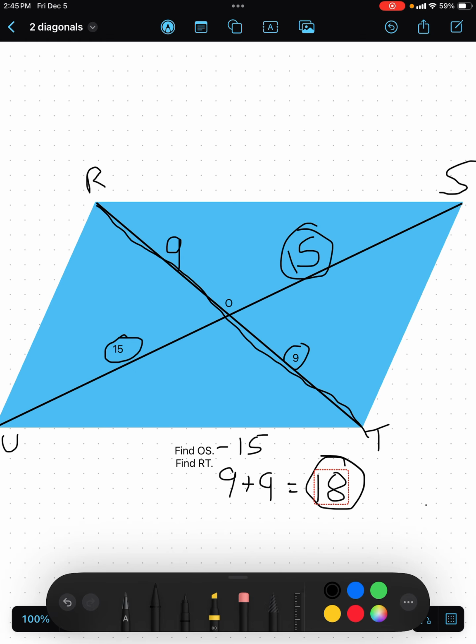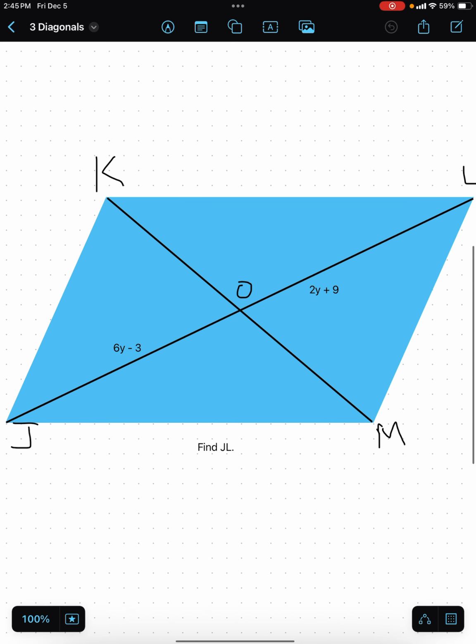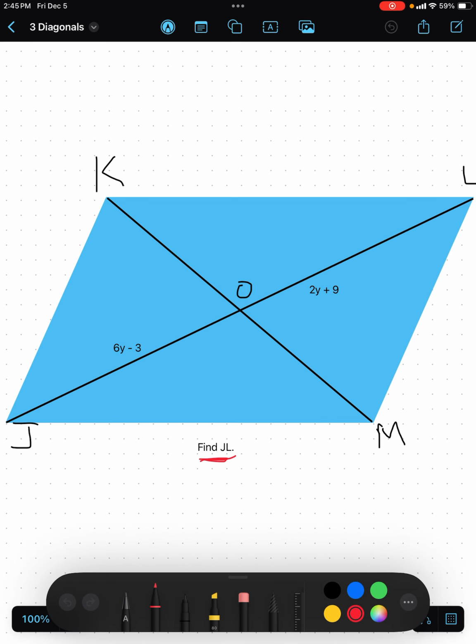So that's pretty easy when we deal with just constant numbers, but occasionally you will see some problems involving diagonals or sides or angles of these shapes that involve algebra. So here you can see we are being asked to find the length of JL, and along JL here you can see we have a half of it that is labeled 6y minus 3 and another half that's labeled 2y plus 9. Well, if we go back to our facts that we know about parallelograms, we know that the diagonals are bisected, so that means that those two halves are the same size.